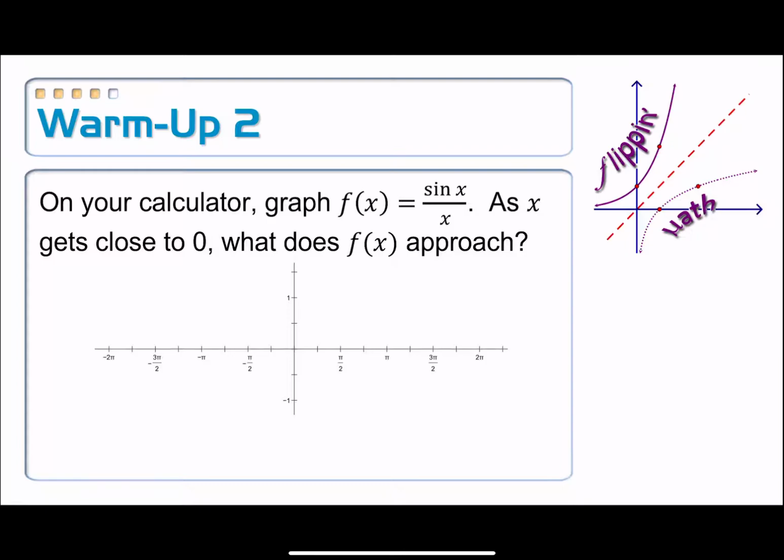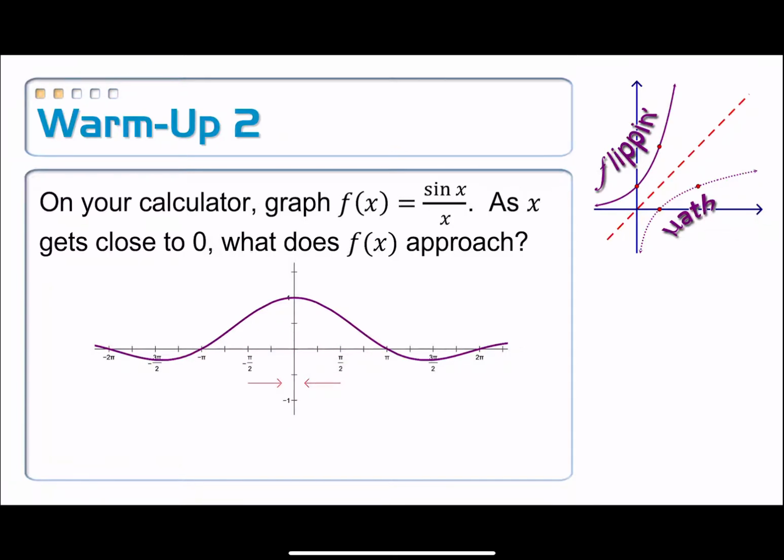On your graphing calculator this time, we wanted to graph that function, f of x is equal to sine x over x, and I'll go ahead and graph that, bam. The question is asking, as x gets close to 0, what does f of x approach? So on my graph here, we want to know as x gets closer to 0, and when it gets closer to 0, it can approach it from either side, right? The negative side or the positive side.